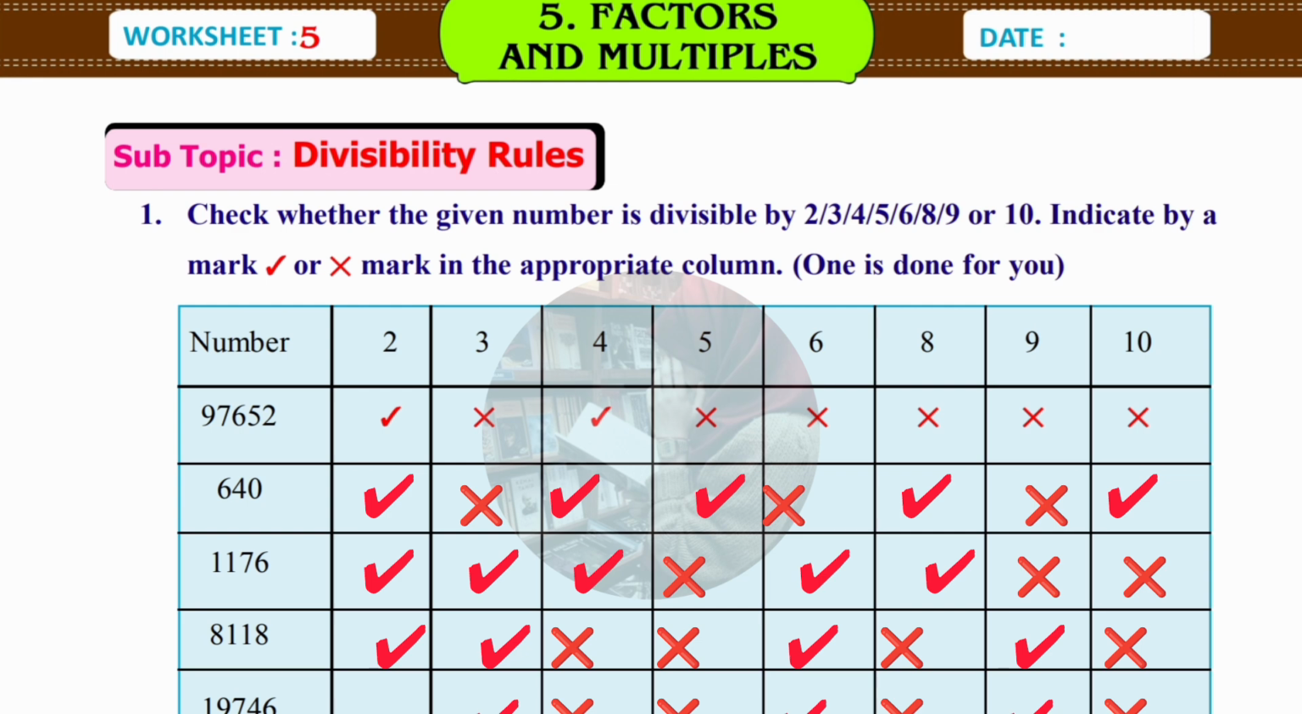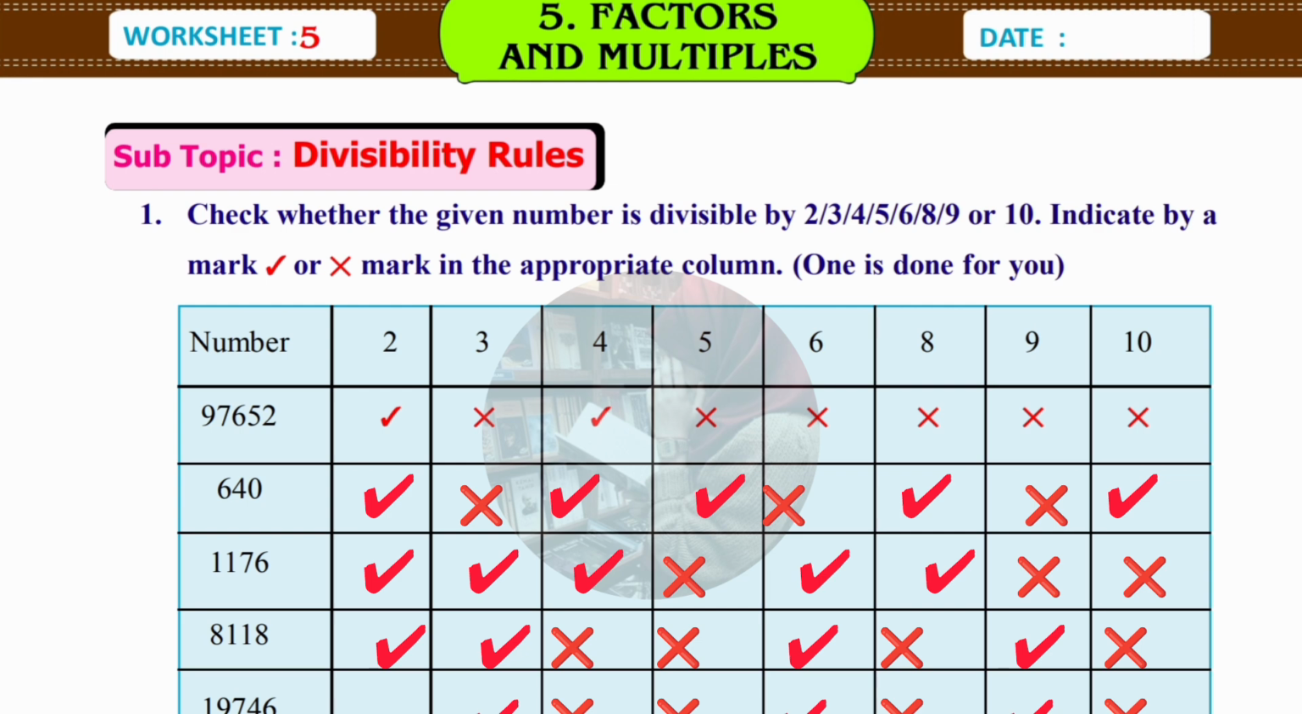Next, divisible by 6. It should be divisible by 2 and 3. Here this number is not divisible by 3, that's why it is not divisible by 6 also. Next, 8. Divisible by 8 or not, we have to check. Last three digits are 652, which is not divisible by 8. That's why the given number is not divisible by 8. Next, 9. If you want to check whether the given number is divisible by 9 or not, you have to sum the digits and the answer should be divisible by 9. If it is not, then you have to put a cross mark. Here it is not divisible by 9, that's why we have to put a cross mark.